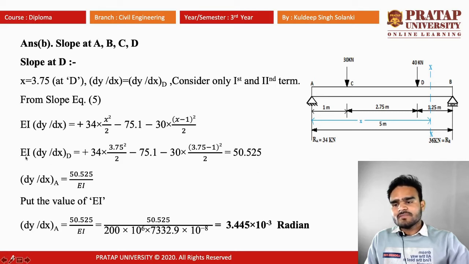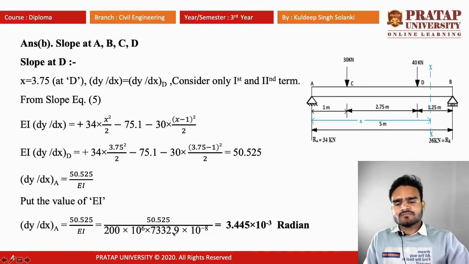Okay, now EI is a constant, transfer it to the downward side and put the value of EI. This is the slope at D, not to A. And the value of EI is given in the question. E is equal to 200 into 10 power 6, and I is 7332.9 into 10 power minus 8.